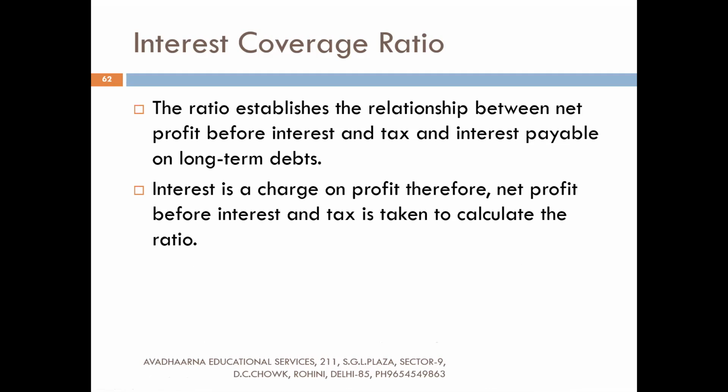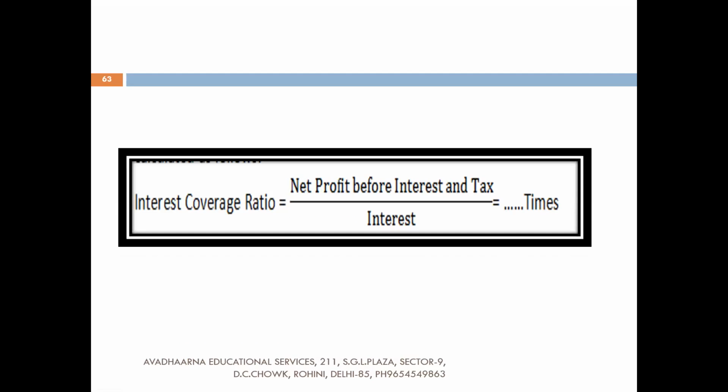Interest is charged on profits, therefore net profit before interest and tax is taken to calculate the ratio. The profit which we are going to take for the purpose of calculation of this ratio is a profit which is earned and which is there before charging interest and tax. The formula for calculating interest coverage ratio is net profit before interest and tax upon interest obligation, and this ratio is expressed in times.